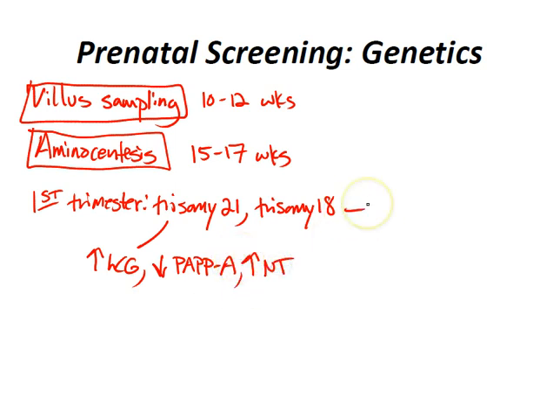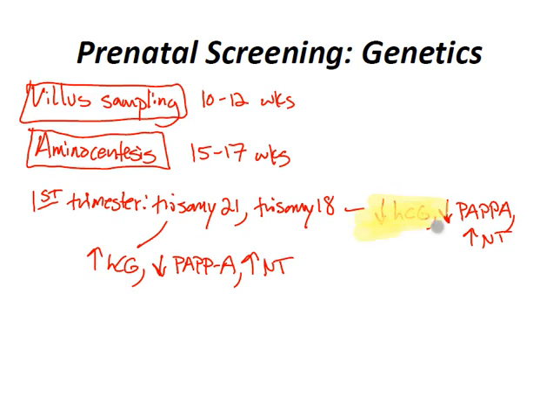Okay? Now, in trisomy 18, you'll see a decreased HCG, a decreased PAPP-A, just like in the other one, and an increased NT. So, what's that tell you? The number one thing you look at here is this bad boy, HCG, because he's the only difference.